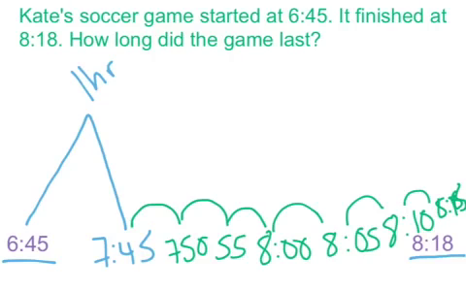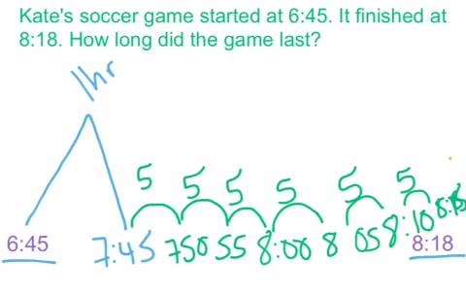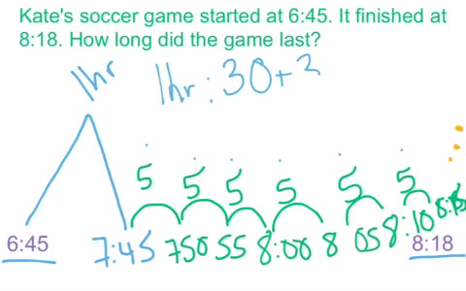So let's see, 5 minutes, 5 minutes, 5 minutes, 5 minutes, 5 minutes, 5 minutes. Alright, and then from 15 to 18, I'm going to have to put 3 rocks to represent those 3 minutes. Alright, so if I add all this up, I have 1 hour, and then I have 5, 10, 15, 20, 25, 30, plus 3. So 1 hour and 33 minutes was the length of her game.